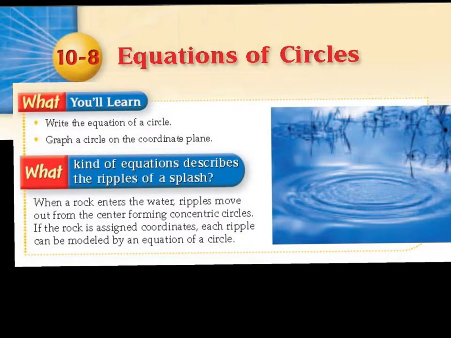In this lesson, we're looking at equations of circles. We will write the equation of a circle and graph a circle on the coordinate plane. What kind of equation describes the ripples of a splash? When a rock enters the water, ripples move out from the center, forming concentric circles. If the rock is assigned coordinates, each ripple can be modeled by an equation of a circle.